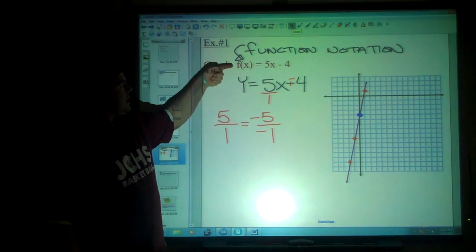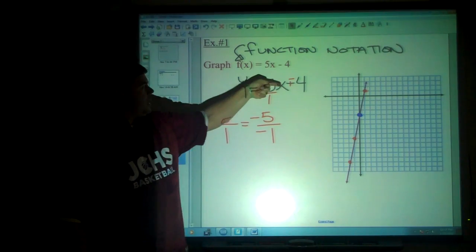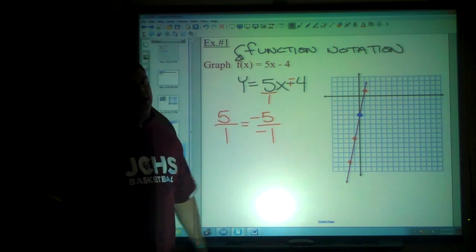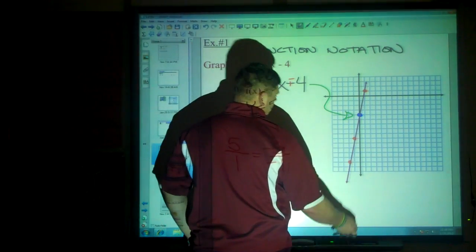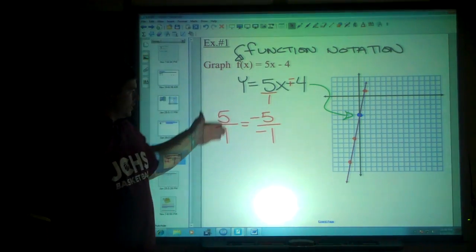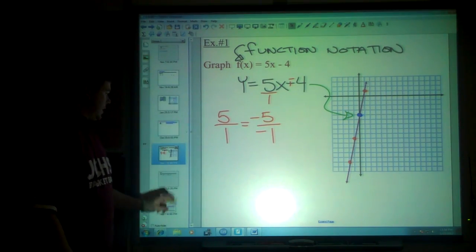So in reality, even though it was in function notation, it was just a y, which is y equals mx plus b. Piece of cake. We got our y-intercept, which we always start right there. And then our slope tells us to go rise over run, up and down, left or right. The rest of the graph is easy.